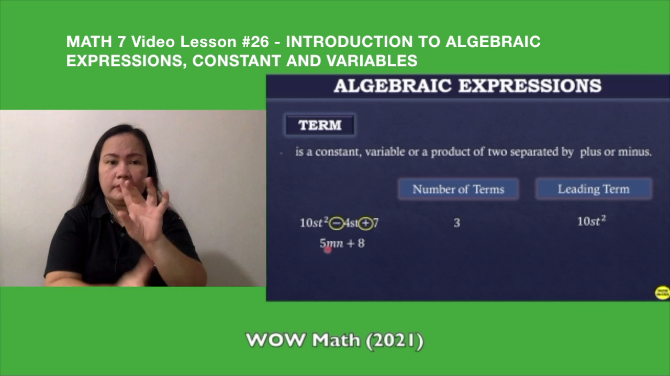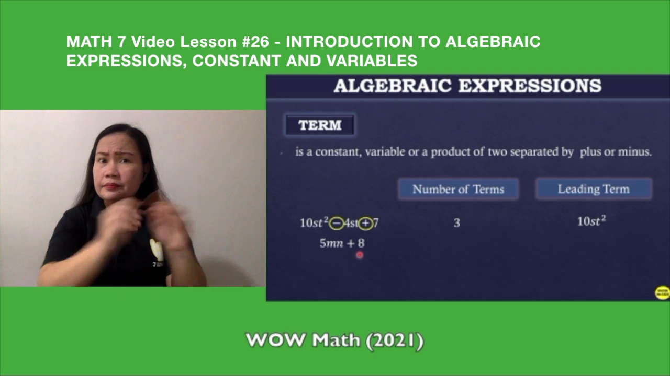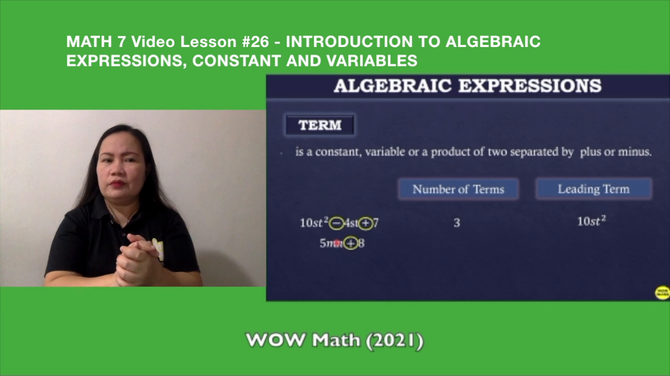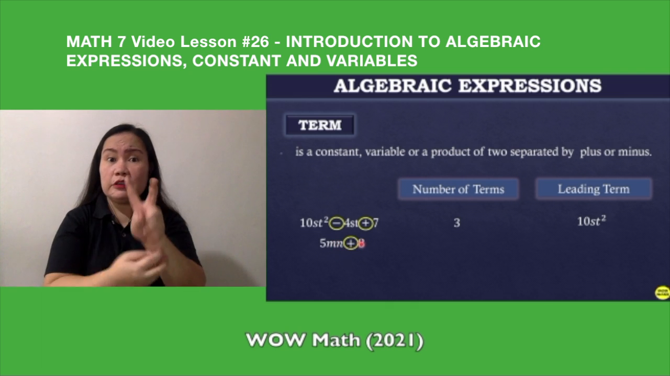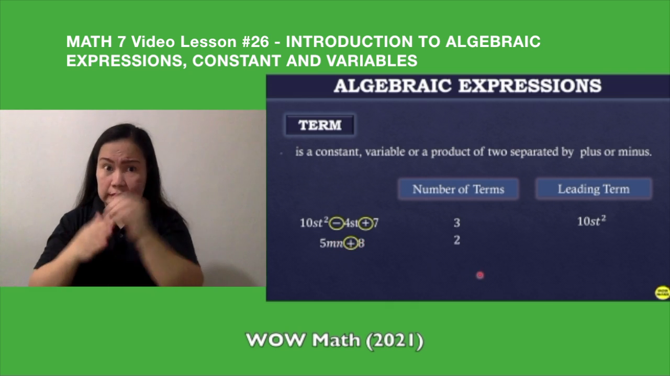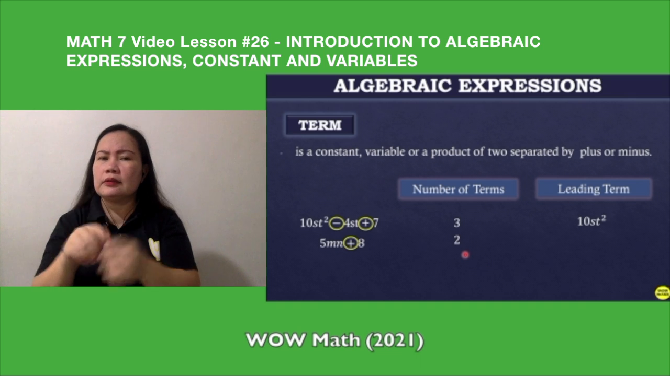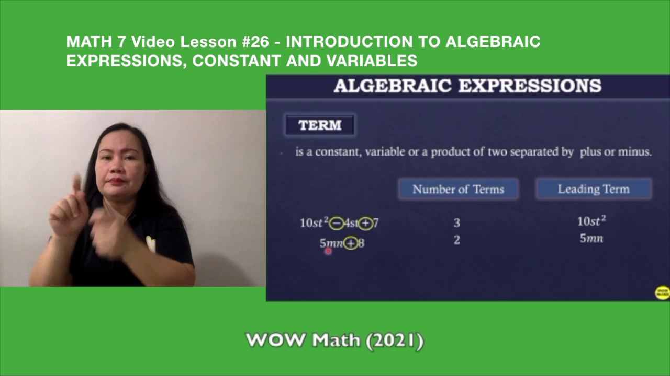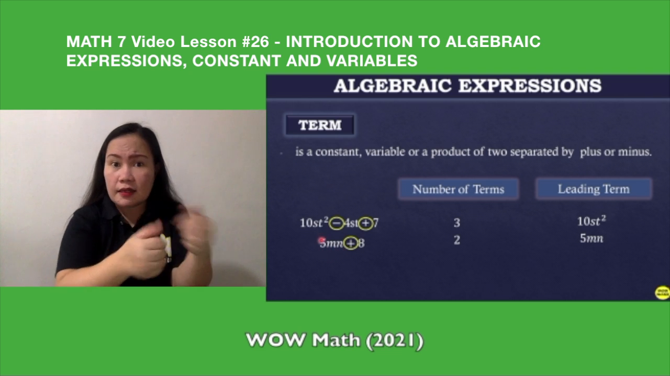Let's have number 2. So, I have 5mn plus 8. So, number of terms, ito ang naghihiwalay sa kanila. So, 1, 2. Okay, so the number of terms ay 2. So, the leading term is, ano ang nasa unahan? 5mn. Okay, so kapag term, yung buo. Okay, pag coefficient, ito lang.